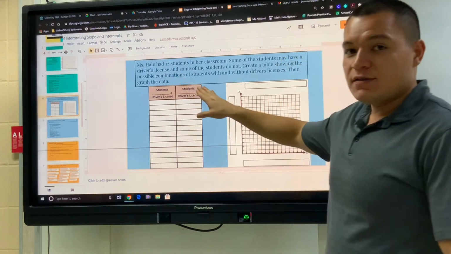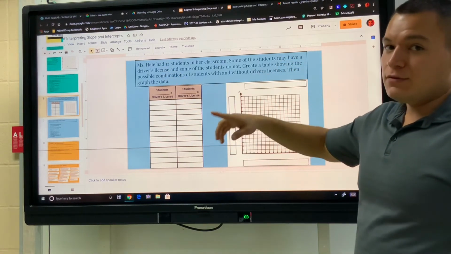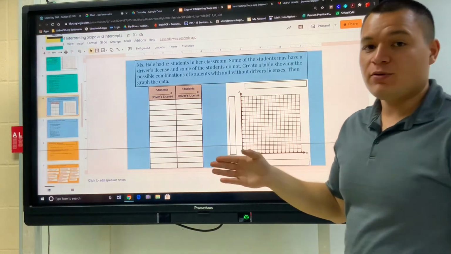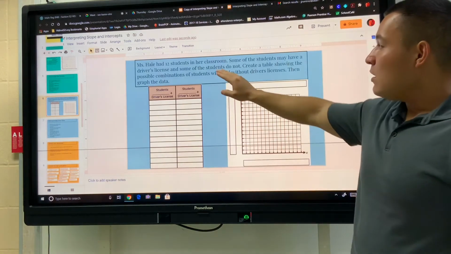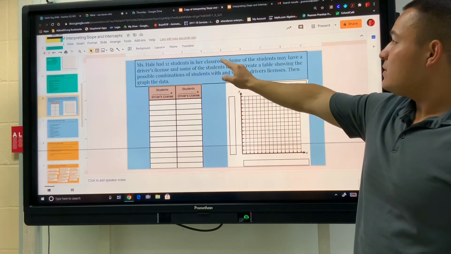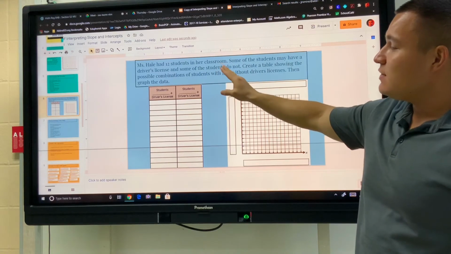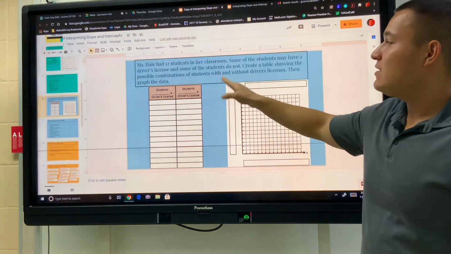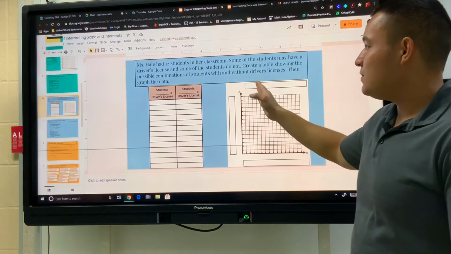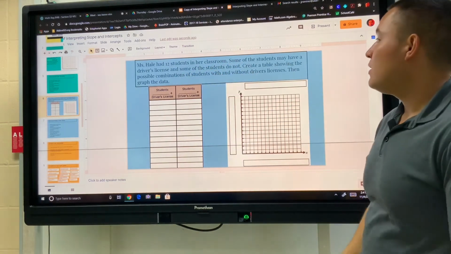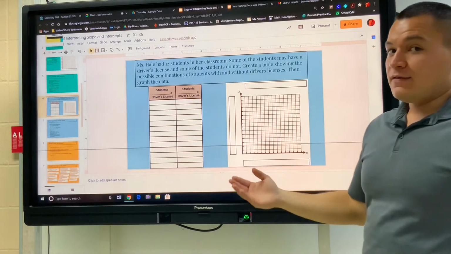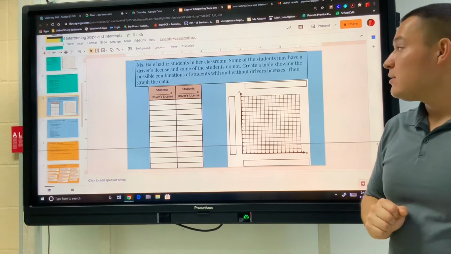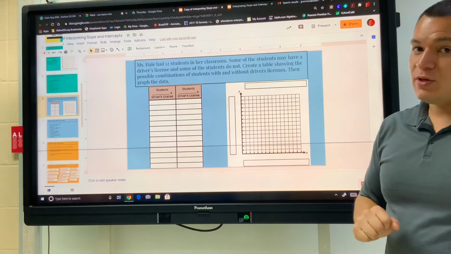For this next situation, I'll only give you one of the points to help you out, and then the rest of this PowerPoint you'll be able to do on your own. We have a group of 12 students, and some of them have driver's licenses, and some of them don't. We're going to make a table showing the possible combinations of students with and without.